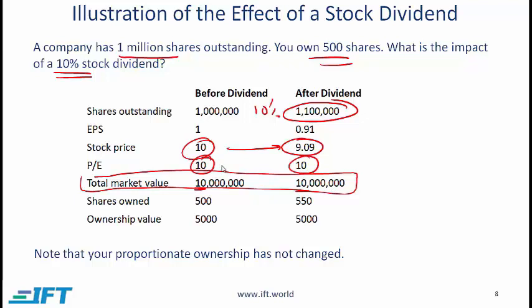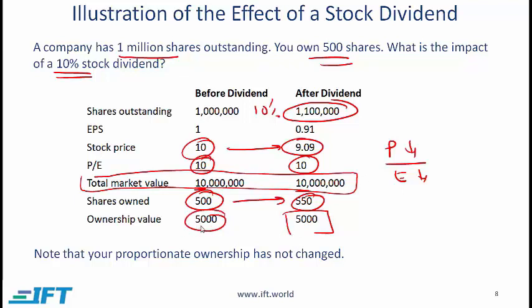The PE ratio will not change because the price per share comes down and the earnings per share is also down by the same proportion. Now coming to your situation, you had 500 shares. After a 10% dividend, you have 10% more, or 550. But if you multiply 550 by 9.09, notice that your value is still 5,000. So you still have the same proportionate ownership of the company.